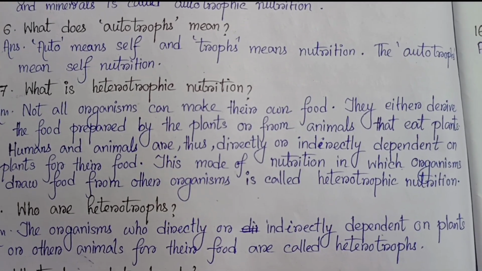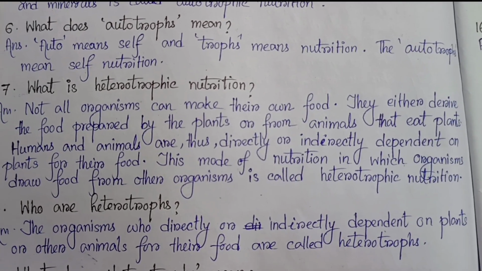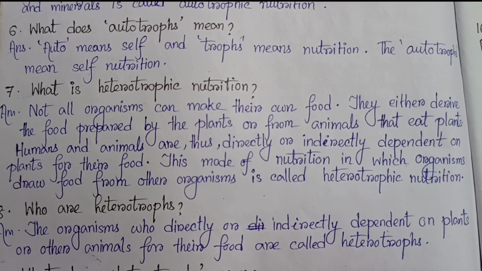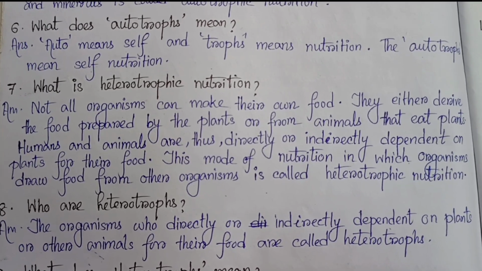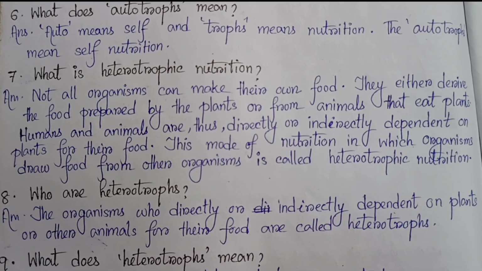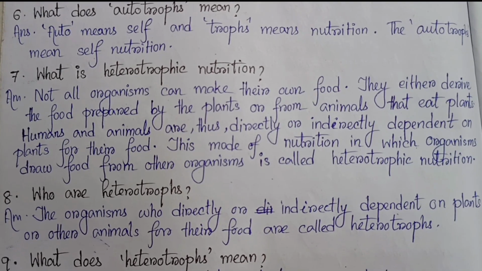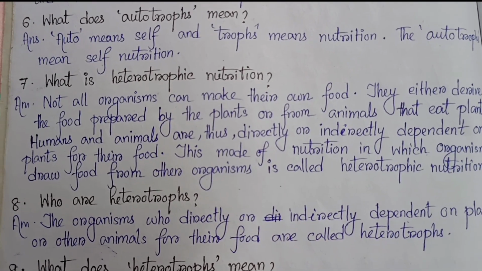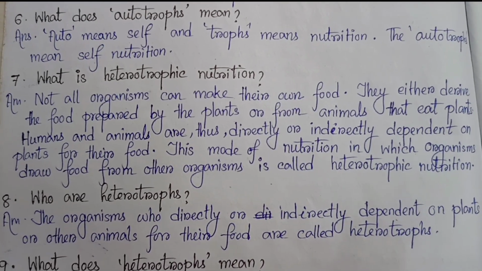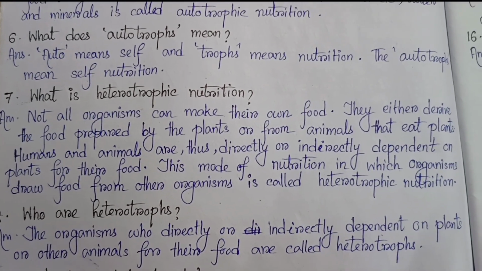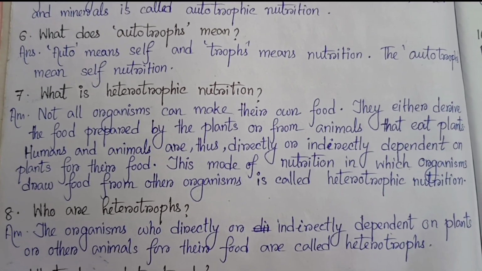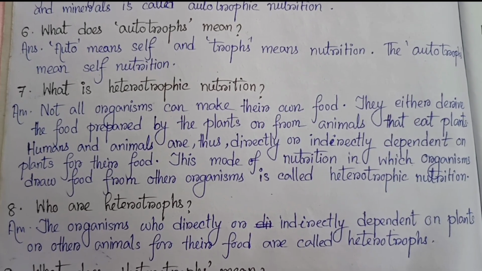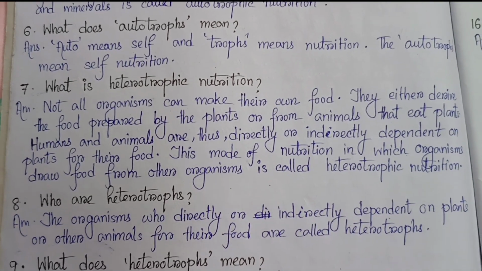Not all organisms can make their own food. They either derive the food prepared by the plants or from animals that eat plants. Humans and animals are thus directly or indirectly dependent on plants for their food. This mode of nutrition in which organisms draw food from other organisms is called heterotrophic nutrition.